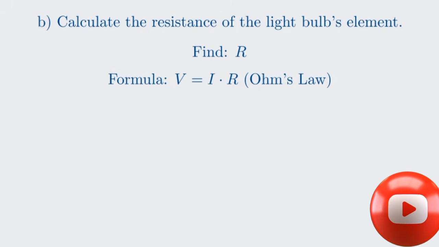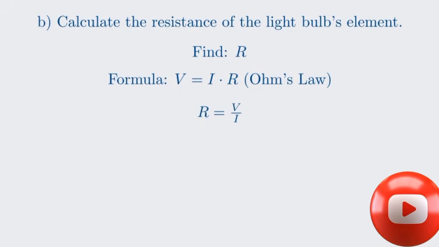Just like before, we need to rearrange this formula. We know V and I from our previous calculation, and we want to find R. To solve for R, we divide both sides of the equation by I. This tells us that resistance equals voltage divided by current. So R equals V over I.